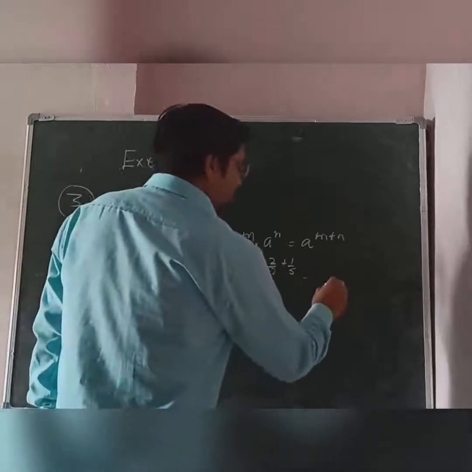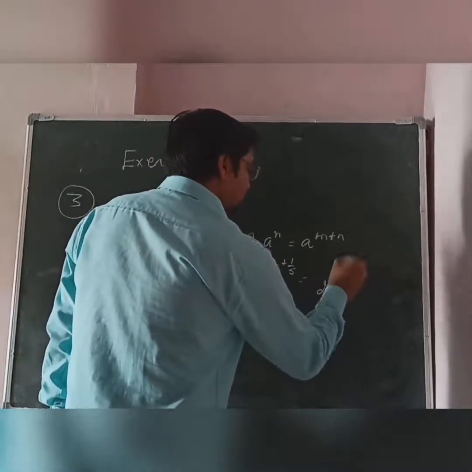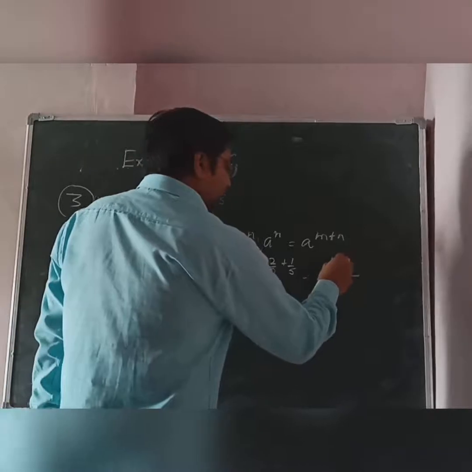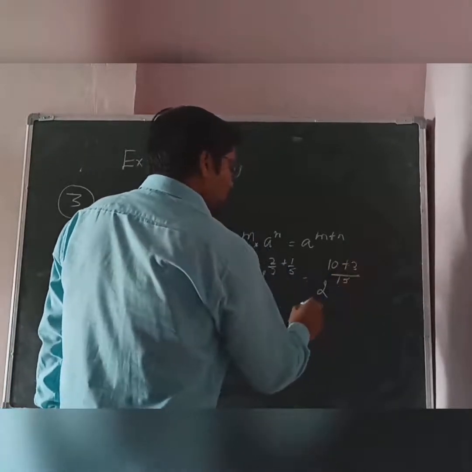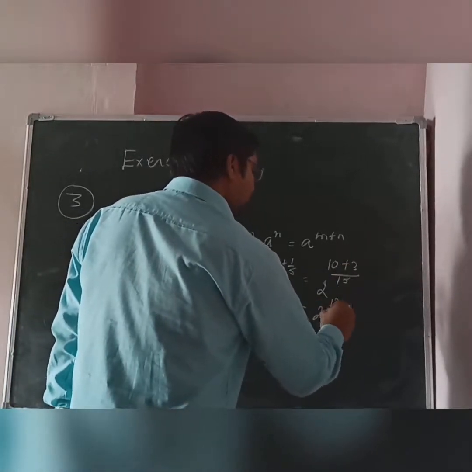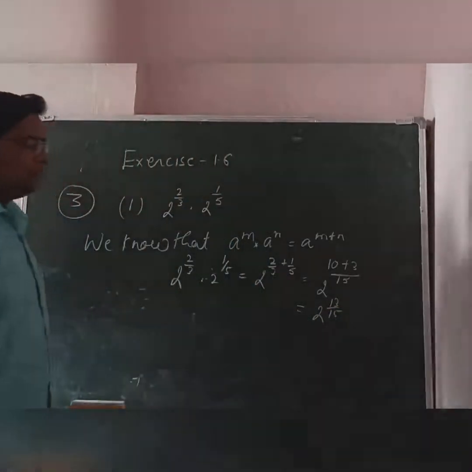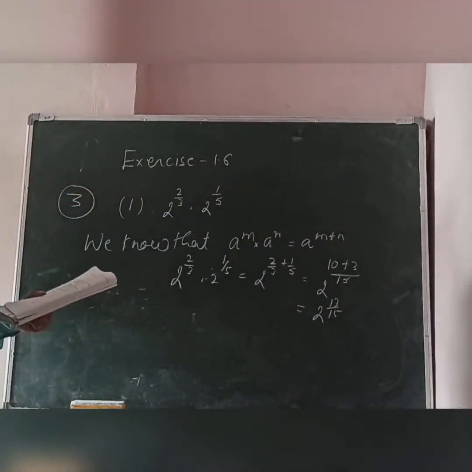So here you can write 2 to the power, with denominator 15 and numerator 10 plus 3. So you will get 2 to the power 13 by 15. Okay.